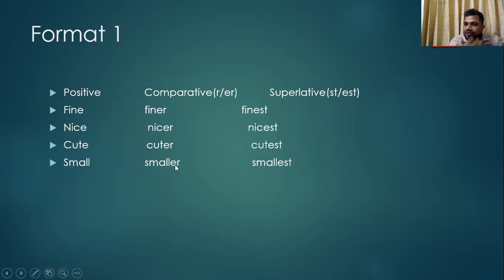Format one. In format one, what have we learned? We have learned that if the positive degree is formed with one syllable, then you turn it into comparative degree by adding r or er, and into superlative degree by adding st or est. Let's go to format two.